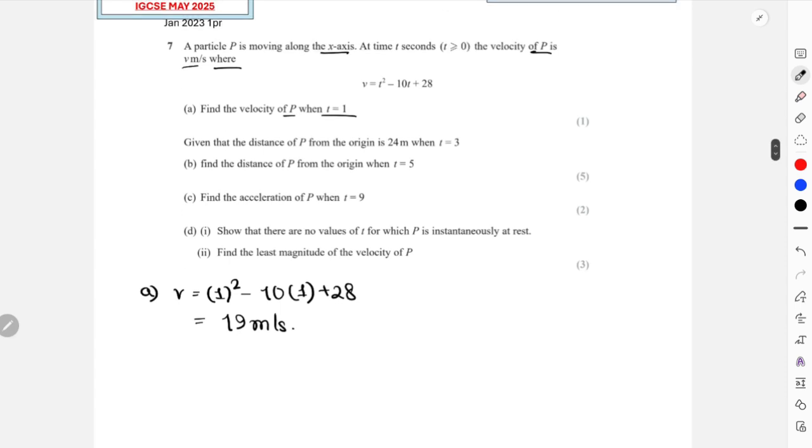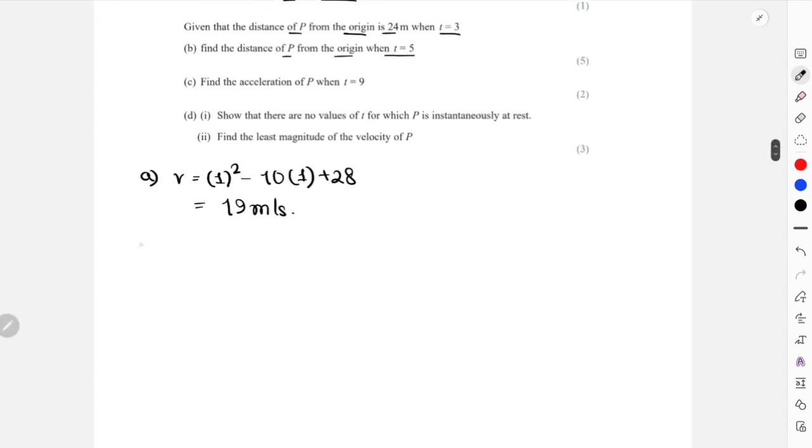So positive 19 meters per second. After that, given that the distance of P from the origin is 24 when t equals 0, find the distance of P from the origin when t equals 5. Similar case, right? Now we have to do integration again, and using the integration there will be boundaries of 5 and 3, right? So similar to the last question.